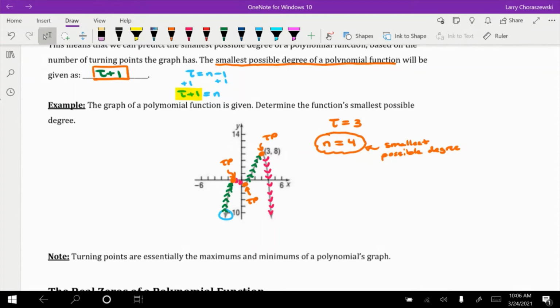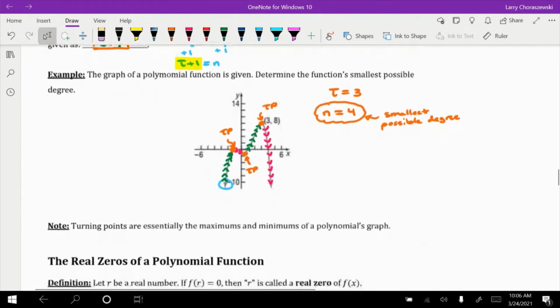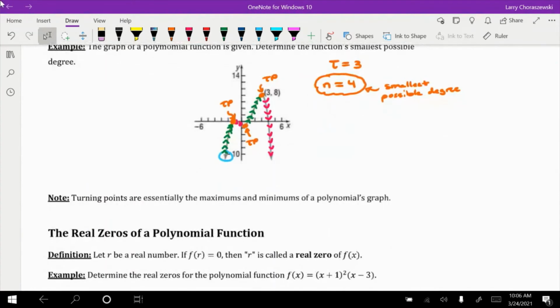All right, folks, let's get back in the saddle here. One final note regarding turning points is that turning points are essentially the maximums and minimums of a polynomial's graph. All right, because it's at these maximums and minimums where the behavior would change from increasing to decreasing and vice versa.